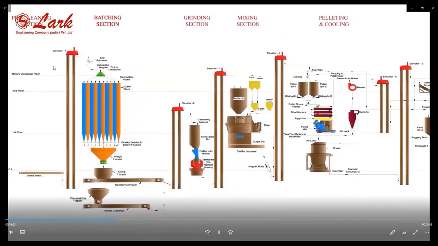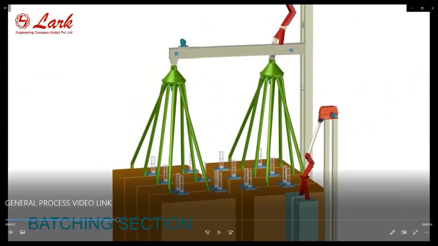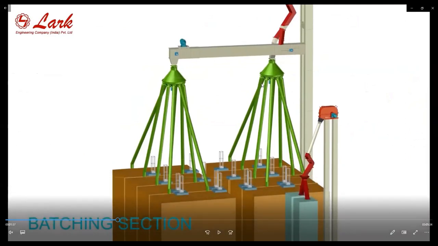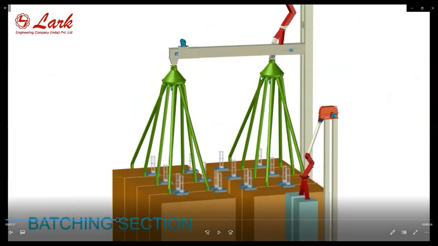Then comes the batching section. Then this is the batching section. These are the rotary distributors. A very important part in the feed industry is the angle and the slope of the connecting ducts and chutes. For the connecting ducts, chutes and elevators, the angle must be on a higher side, so that there is less material jamming and more life of the chutes and the ducts.